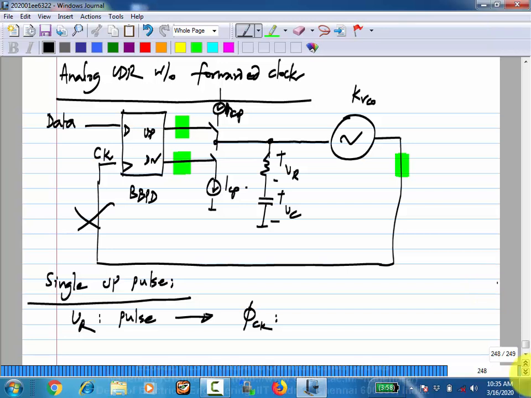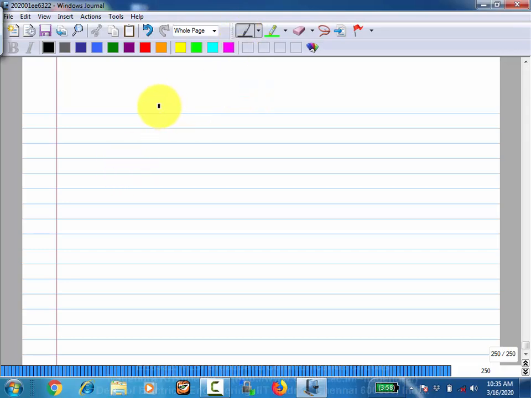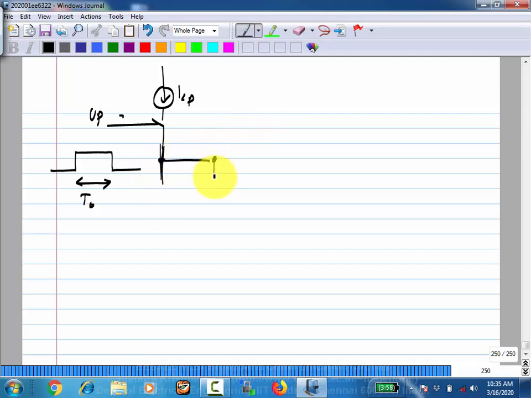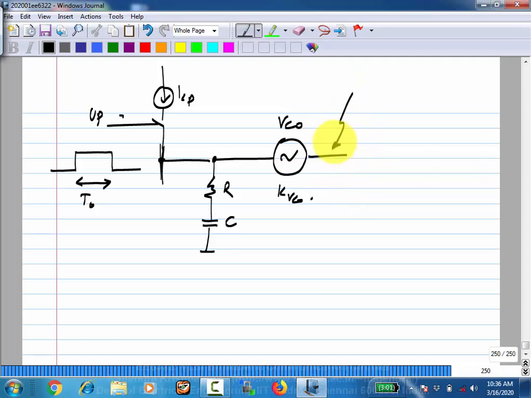So what I'm looking for is up. We get a single pulse. That means that this is for a duration t naught. Okay, and we have down and so on. That doesn't matter. So then I have an RC and a VCO with some gain KVCO. So what I want is the incremental phase at the output in response to this. That's all.